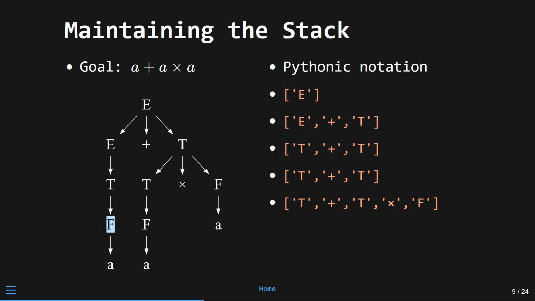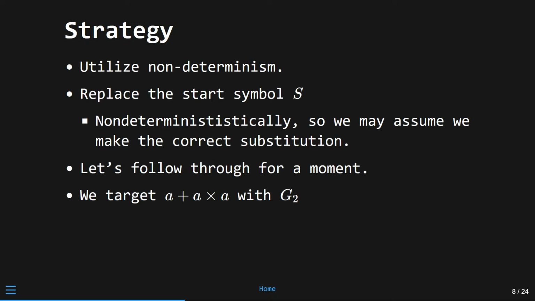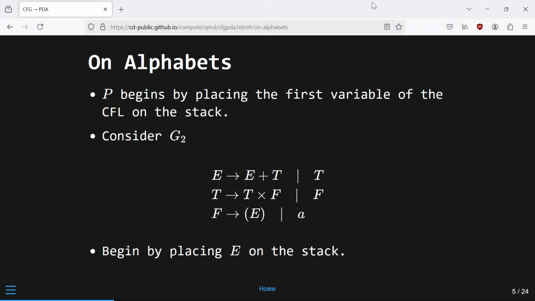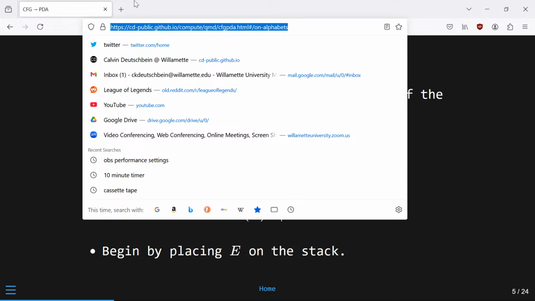So we do E becomes E plus T. Then we do one more substitution. We substitute E for T. T plus T. Then it's going to be F plus T, and then it's going to be A plus T. And the reason for that, do I have the grammar here somewhere? Ooh, the grammar is very far away.